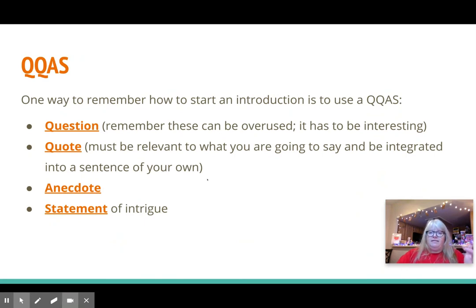All right, so one method for starting off your introduction could be to use what we call the QQAS method. And you don't use them all. You choose one, but it's 4 different strategies that you could use to begin an introduction. You can use a question. I know that you know how to use rhetorical questions. They are overused. So try to avoid it if you can.